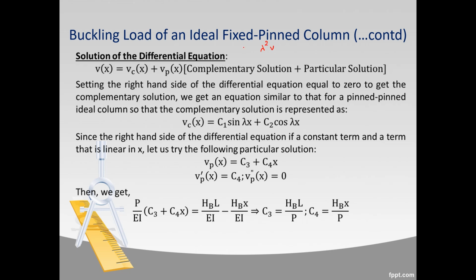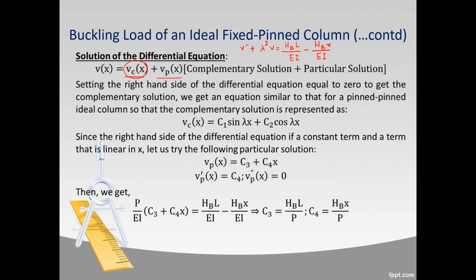So this is V double prime plus lambda square V is given as HB L over EI minus HB X over EI. Let me check whether it is L or X. So we know that the solution of this non-homogeneous equation is a combination of two solutions. One is the complementary solution and another is the particular solution.